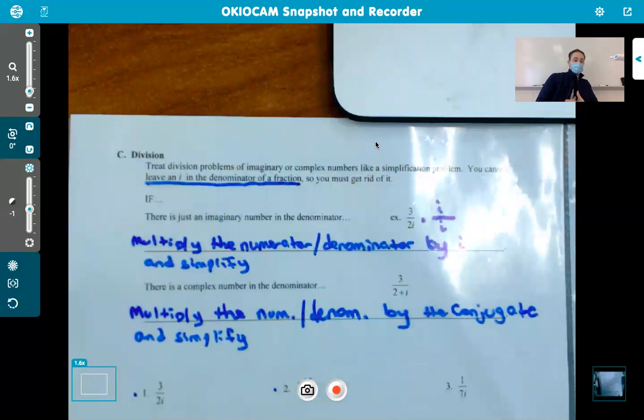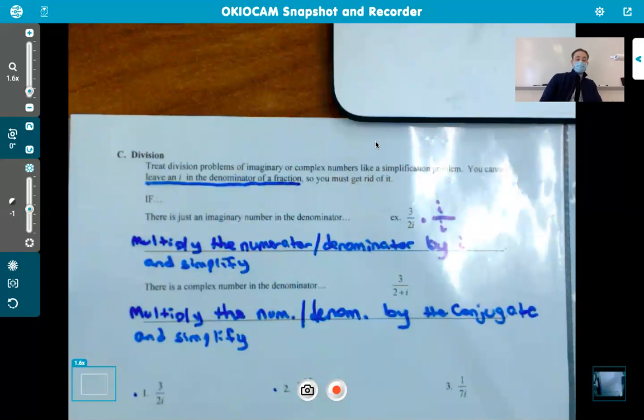So the first question that you have to ask yourself is, what's in my denominator? Is it an imaginary number or is it complex? Then you work to say, okay, if it's imaginary, multiply by i over i. Complex, I multiply by what's called the conjugate. Now, a lot of us are probably thinking, well, what is a conjugate? What does that mean? What do I multiply it by?